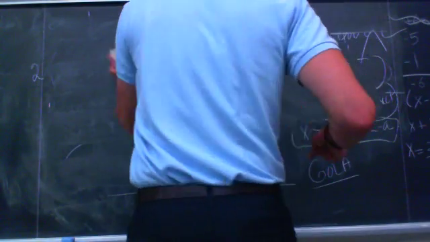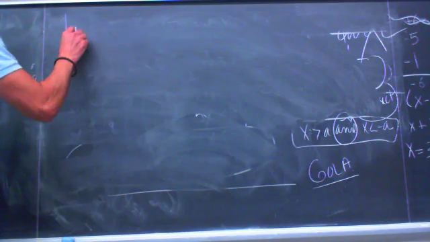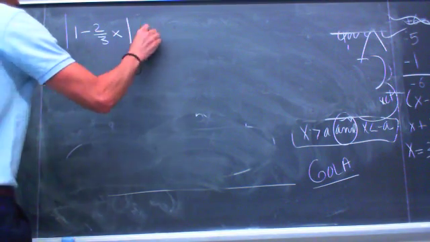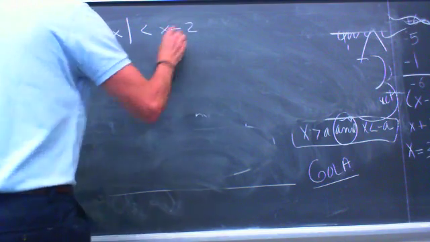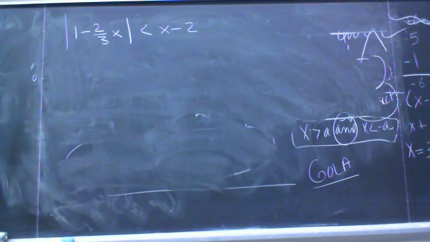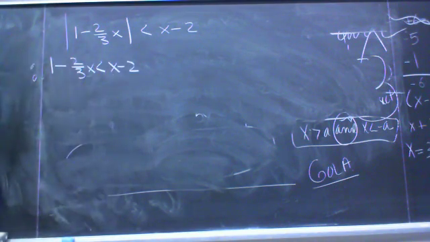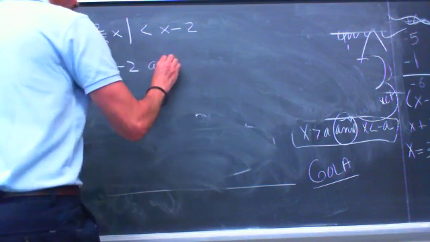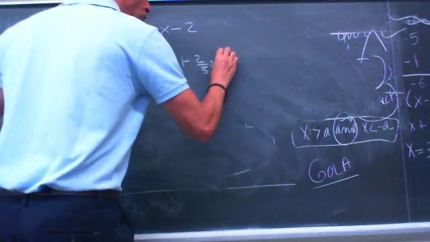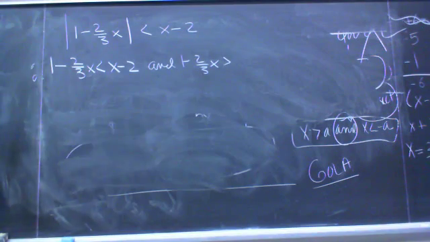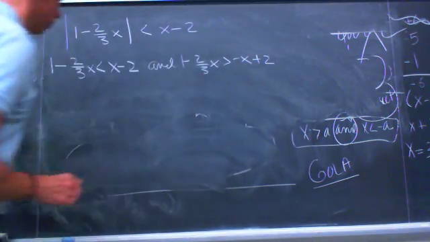The absolute value of 1 minus 2/3 x is less than x minus 2. So we see absolute values, and that's going to mean how many things for us? Two statements. What's the first statement? 1 minus 2/3 x is less than what? What's going to go next? What's the key word? And, good. 1 minus 2/3 x is greater than, and just run the negative sign through, so negative x plus 2.